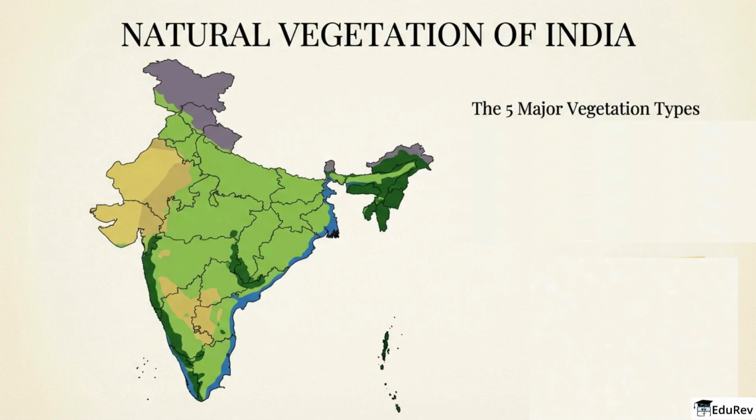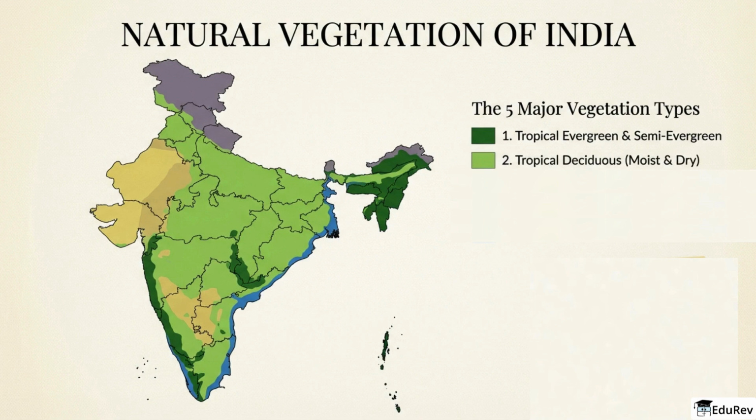Now apply that logic to India. India's natural vegetation falls into 5 major types. First, tropical evergreen and semi-evergreen. Second, tropical deciduous, which further splits into moist and dry. Third, tropical thorn. Fourth, montane. And fifth, littoral and swamp forests.